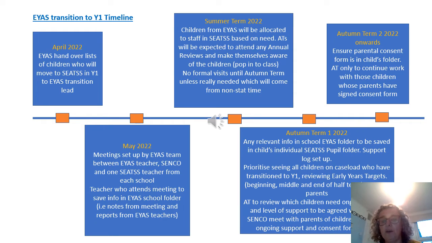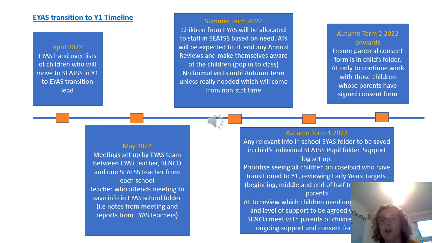SENCOs will then need to set up a meeting with the parents of the children who will continue to need support from us, and a signed consent form needs to be handed to us or sent to us, because we cannot work with the children past that half term, the first half term of autumn, and we need to have parental consent to continue the support with their child.